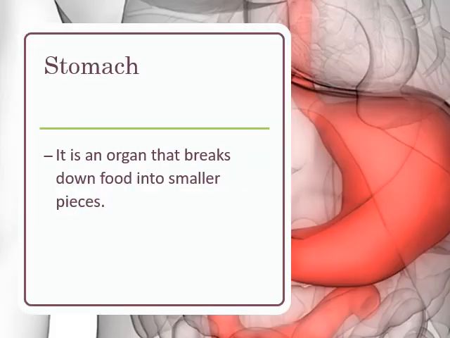Let's discuss the stomach. Stomach is an organ that breaks down food into smaller pieces. The stomach itself is a muscular sac that is located on the left side of the abdominal cavity, just inferior to the diaphragm. In an average person, the stomach is about the size of their 2 fists placed next to each other.